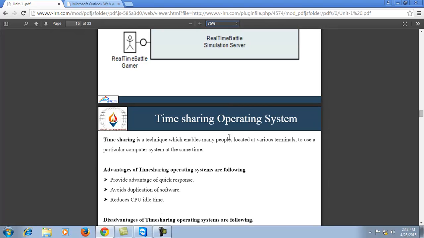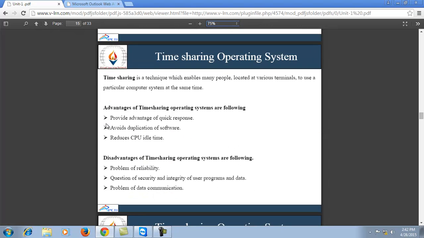Now come to the next: time sharing operating system. It provides the advantage of quick response and reduces CPU idle time. If a time slot of 15 minutes is allocated to a job and it completes in 12 minutes, then 3 minutes are wasted. But in a time sharing operating system, the jobs get switched, one to the next to the next, till all the jobs are completed.